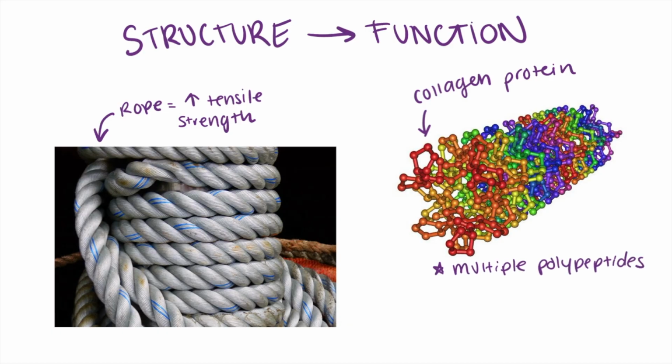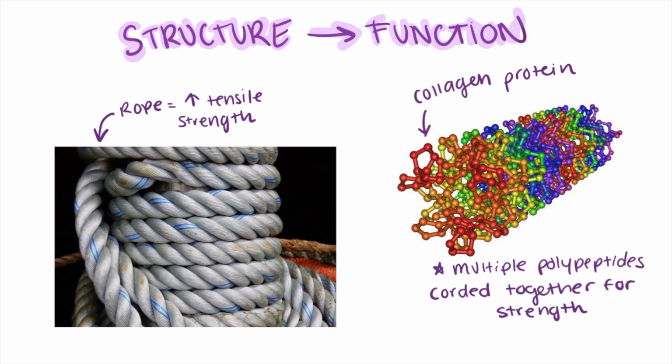Its job is to provide strength and stretch and resistance to your skin, tendons, and bones. To do this, its structure mimics a heavy-duty rope. 3 long polypeptide chains are wound tightly around one another into this sort of triple helix formation. So just as braiding individual threads into a rope makes it strong enough to hold an immense amount of weight, this triple wrapped arrangement allows collagen to withstand immense physical tension without snapping.